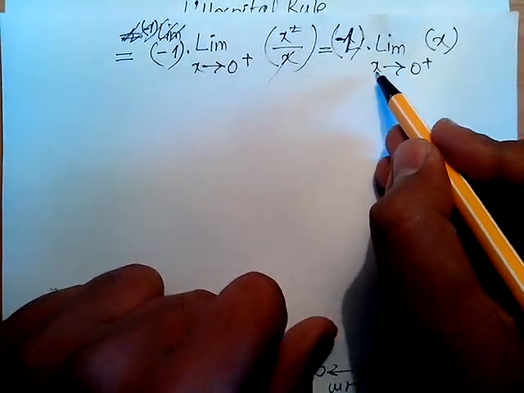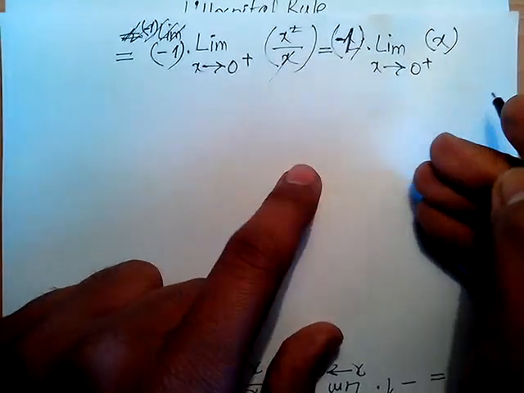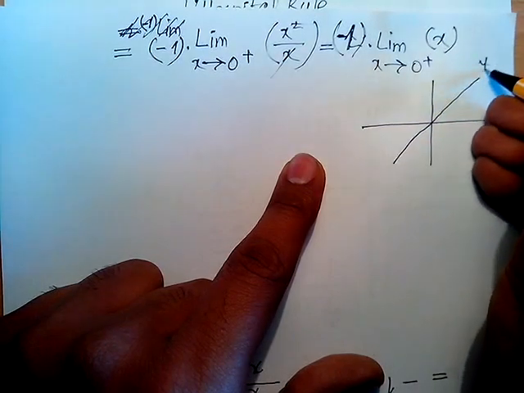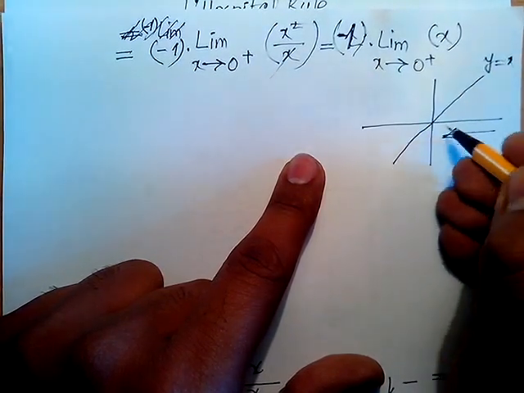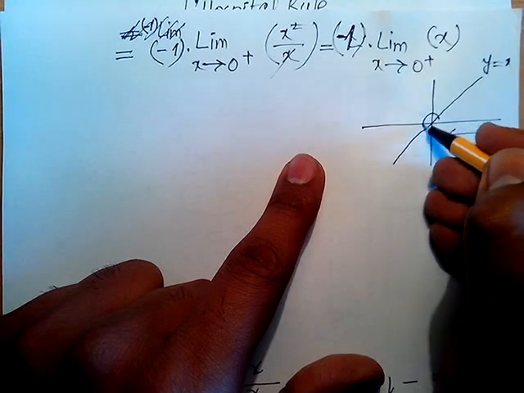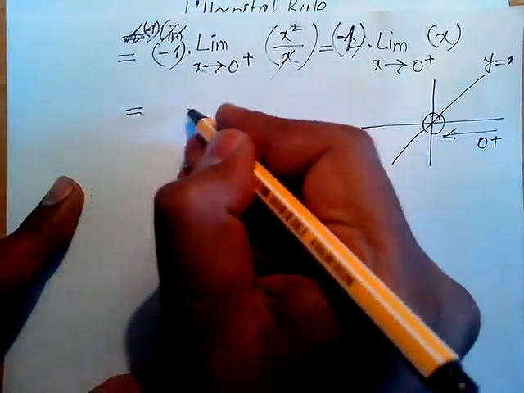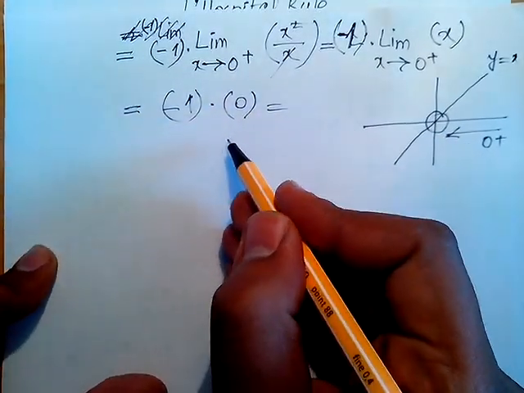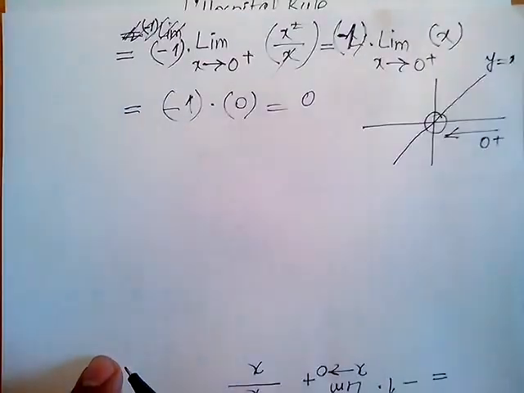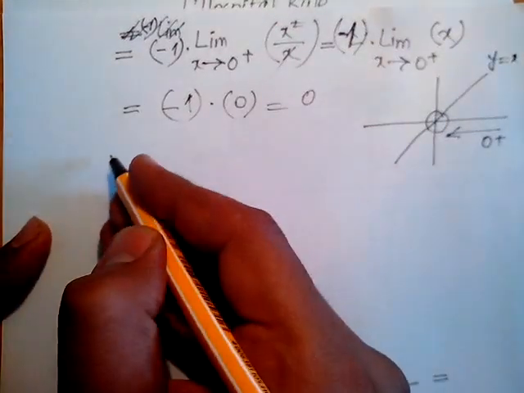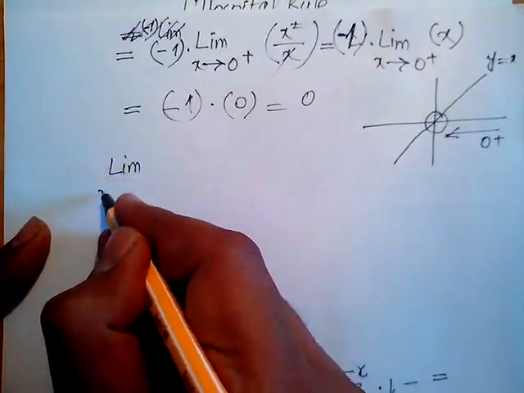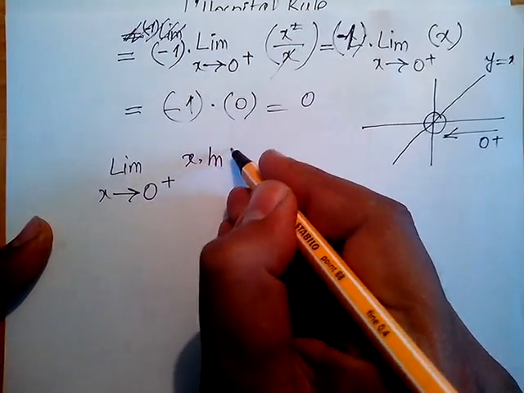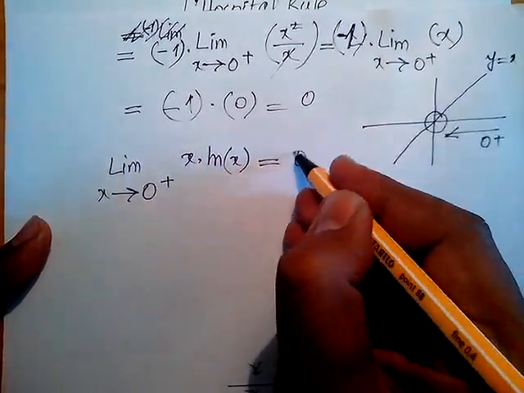And the graph, if you are approaching 0 from the positive side for this graph, it looks like this. Y is x, you are approaching 0 but from the positive side, so of course the limit is 0 here. So at the end of the day, we are left with 0. So it means the limit exists and it is 0. We can write it this way: the limit for the function x ln of x is 0.